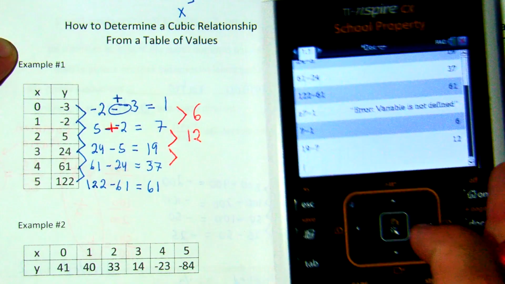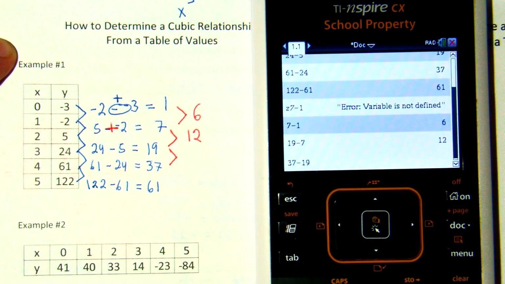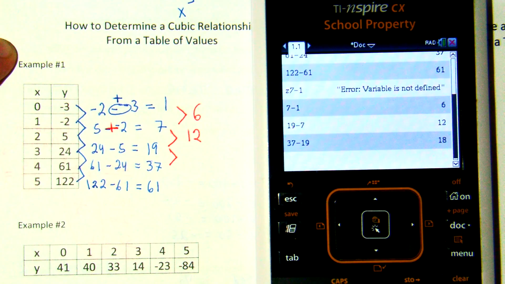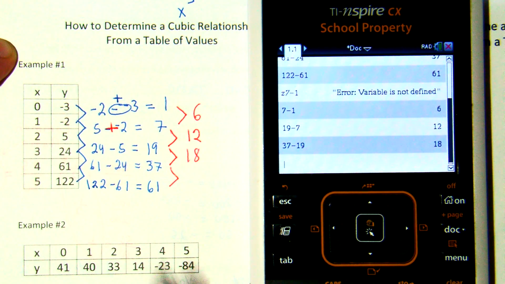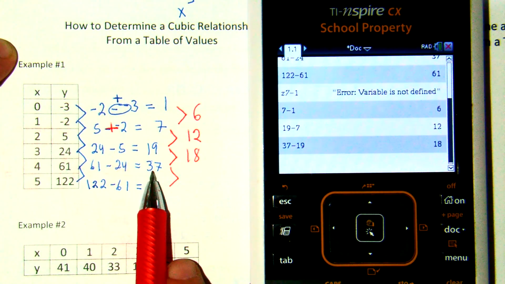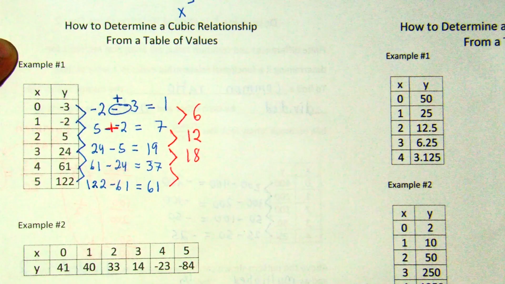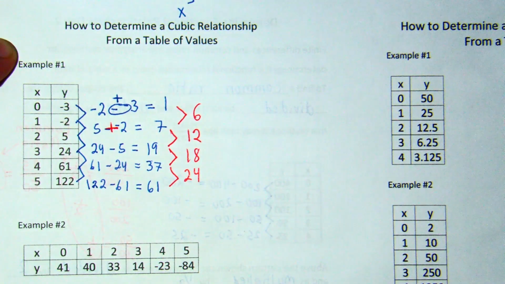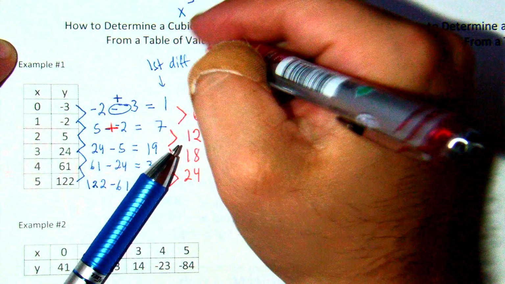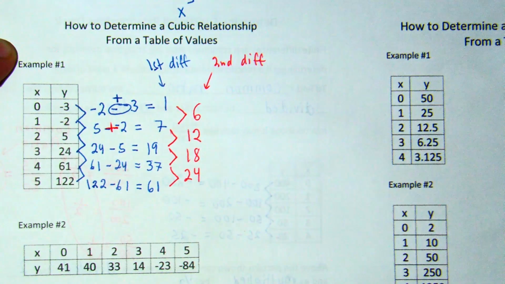Over here, 37 minus 19, and I get 18. And over here, last one, 61 minus 37. And I get 24. So what we have right now, this is our first difference. This is our second difference. But hopefully you've started to see the pattern here.